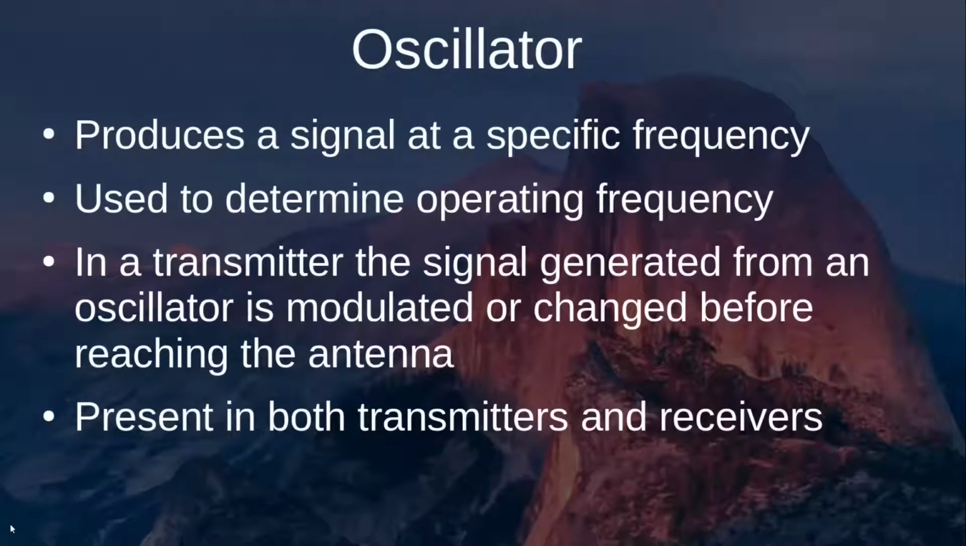The first stage we're going to cover is called the oscillator. An oscillator produces a signal at a specific frequency. It could be a very simple circuit or even a crystal oscillator. The oscillator is used to determine the operating frequency of the transmitter or receiver. In a transmitter, the signal generated from an oscillator is modulated or changed before reaching the antenna. Oscillators are present in both transmitters and receivers.